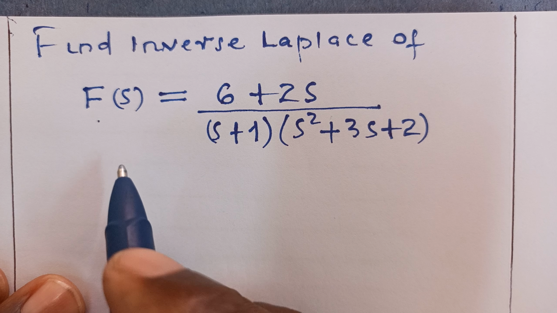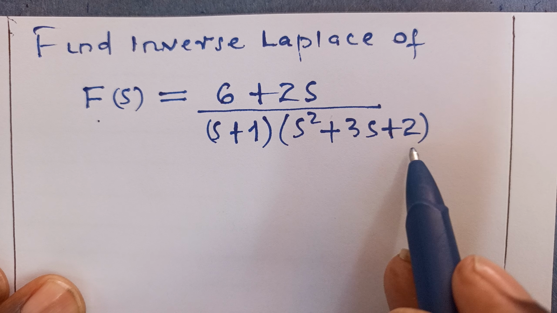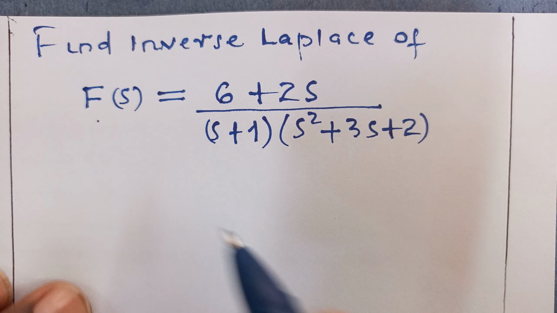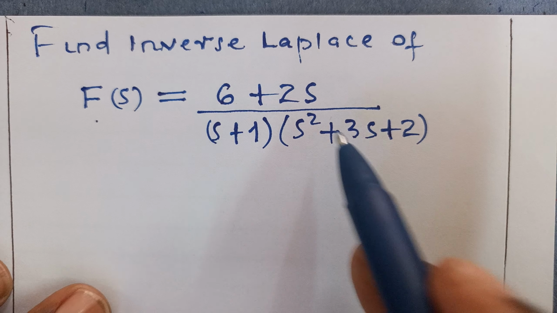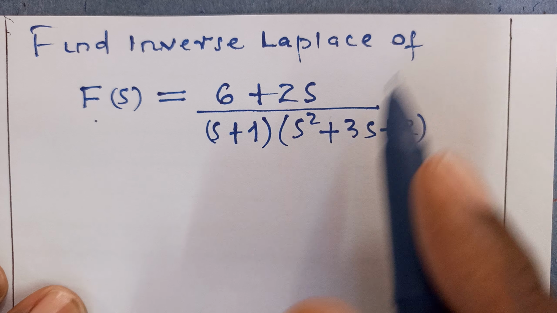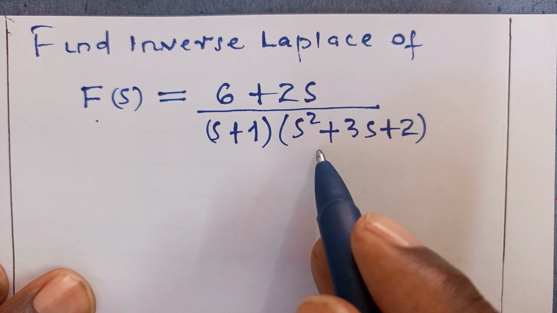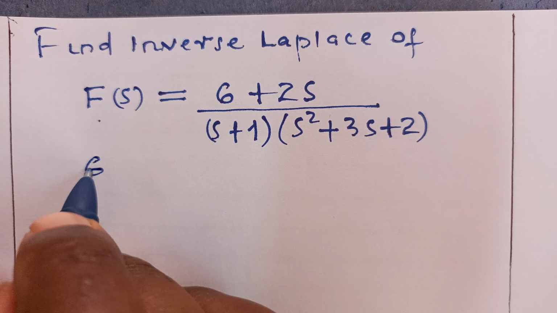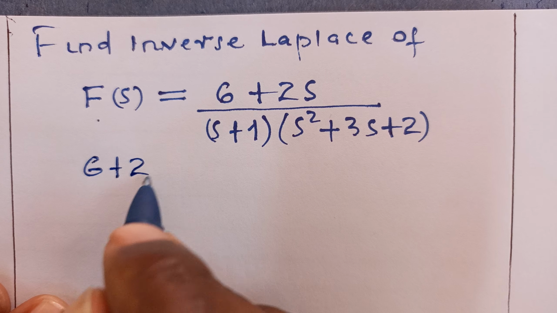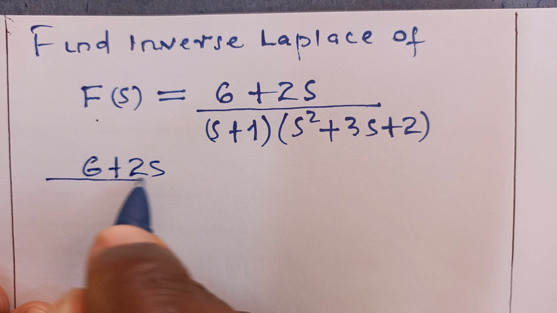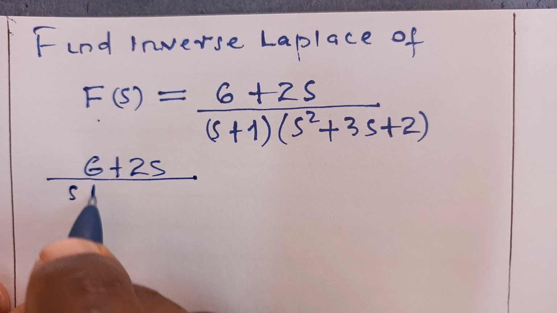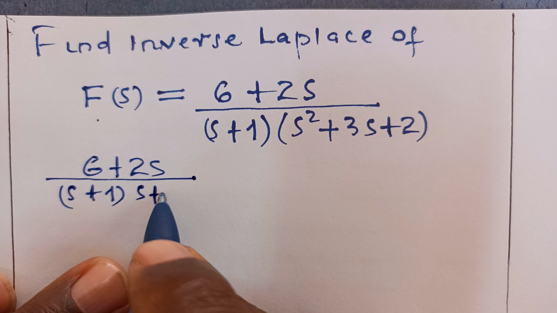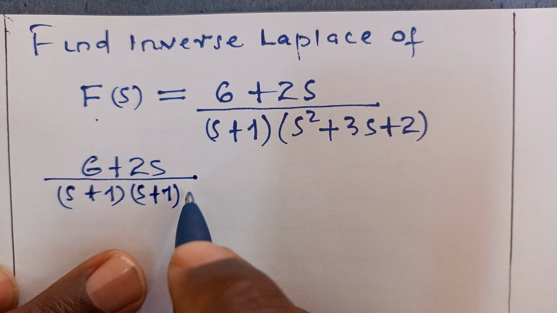And so we shall first of all break this into partial fractions. For it to be a partial fraction, we have to find the factors of this, and the factors of this are s plus 1, s plus 2. And so we shall have 6 plus 2s all over s plus 1, again s plus 1, s plus 2.